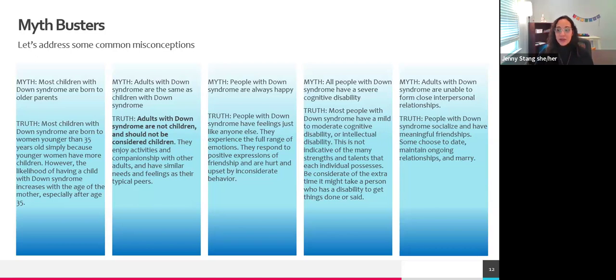Next, adults with Down syndrome are unable to form close interpersonal relationships. The truth is, people with Down syndrome socialize and have meaningful friendships. Some choose to date, maintain ongoing relationships, and marry.